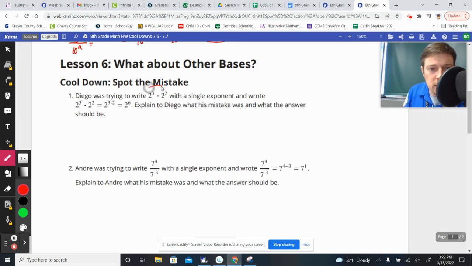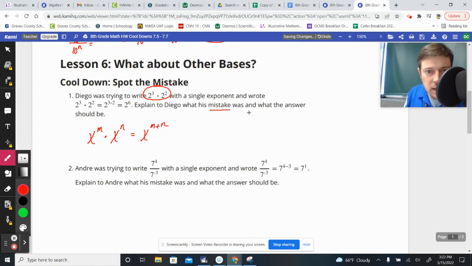He's trying to take this expression and write it as 2 to the 3 times 2 power. Now, the mistake that Diego is making is that he's trying to use rule number 1. Rule number 1 states that if we have a number to a power and we multiply that same number to a different power, we are supposed to add them together. Okay? We're supposed to add them together.